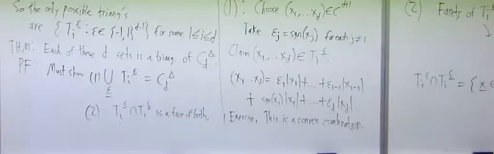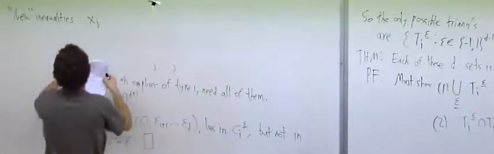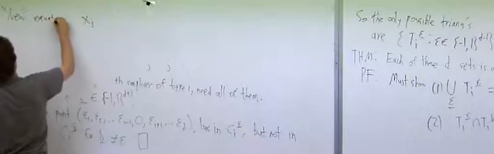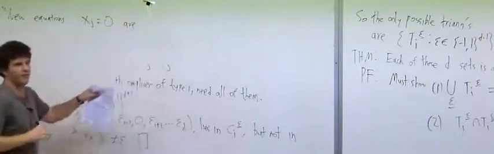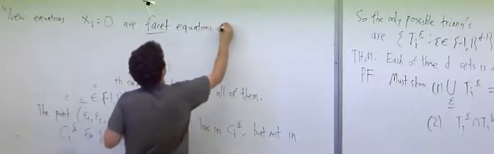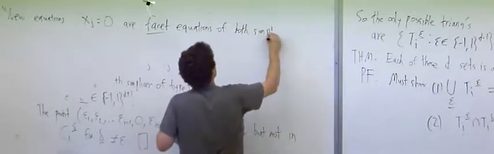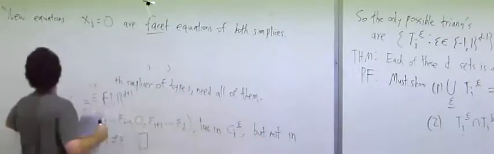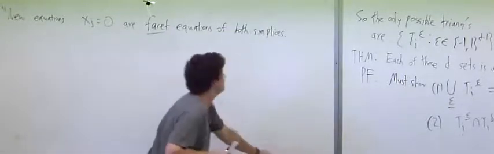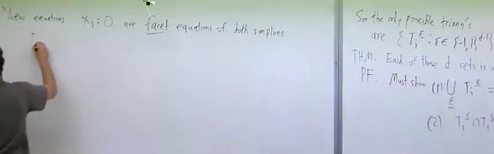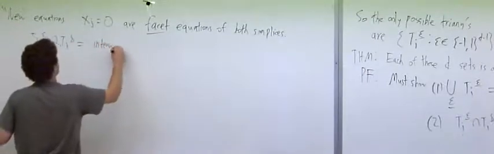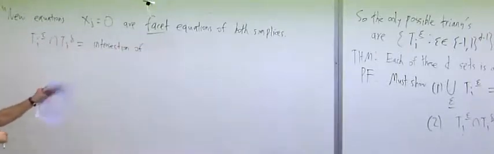But the point is, the new equations, xj equals 0, are facet equations of both simplices. So that is, Ti epsilon intersect Ti delta is an intersection of certain facets of Ti epsilon, hence a face.